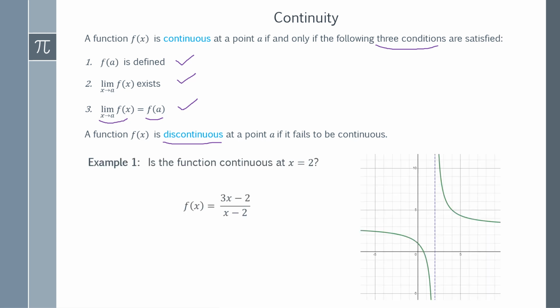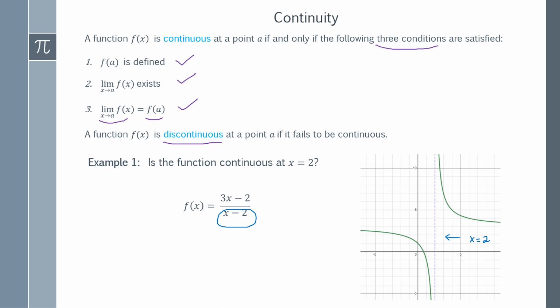Here we have a rational function, 3x minus 2 over x minus 2, and you can see the graph of this function on the right side of the slide. The question is, is this function continuous at 2? Just by looking at the graph, we can see that the answer is no, it is not. Why is that? We have a vertical asymptote right here. This is x equal to 2. That's our vertical asymptote. This is the value that makes the denominator of this function 0.